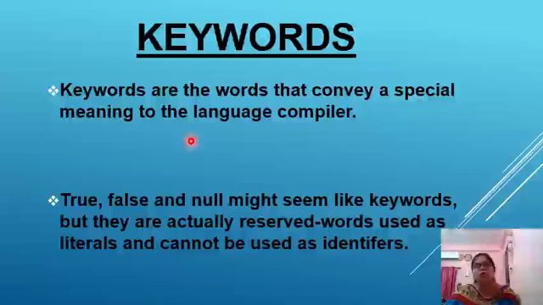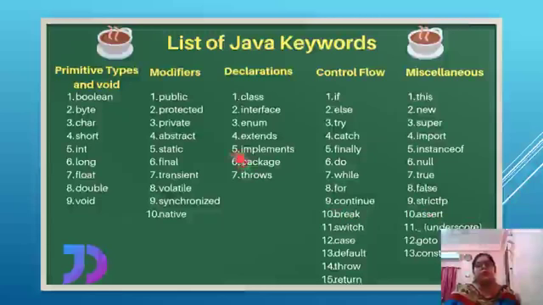as keywords. True, false, and null might seem like keywords, but they are actually reserved words used as literals and cannot be used as identifiers. These are the list of certain keywords which we use in Java. They are primitive types and void, modifiers, declarations, control, flow, miscellaneous. Go through this, students, very attentively.